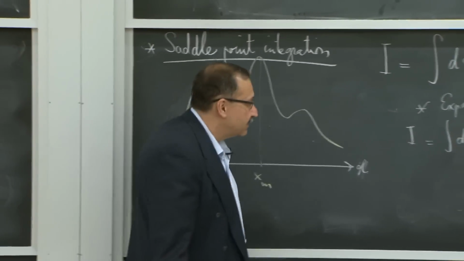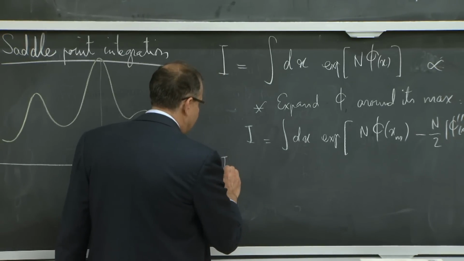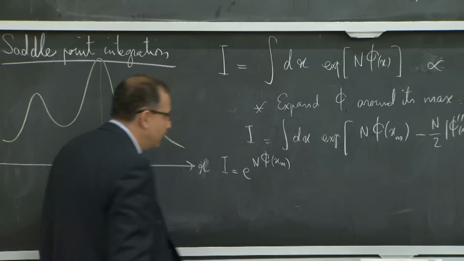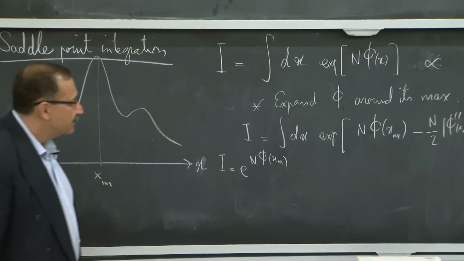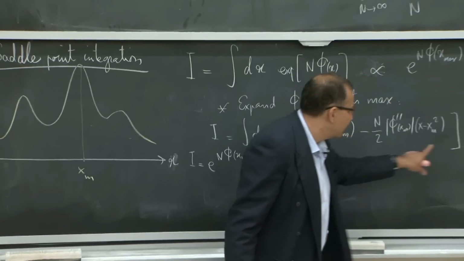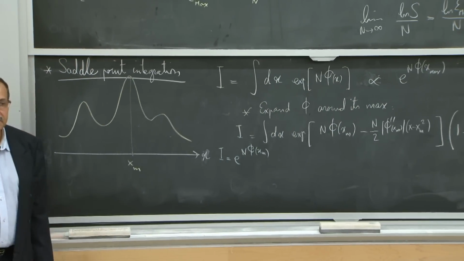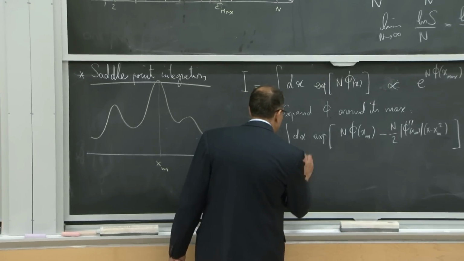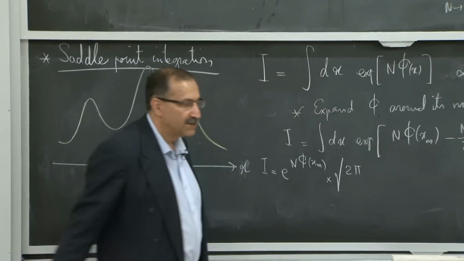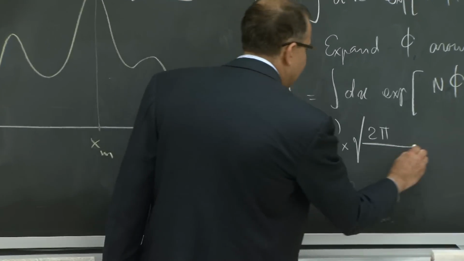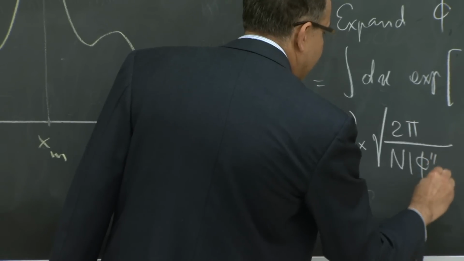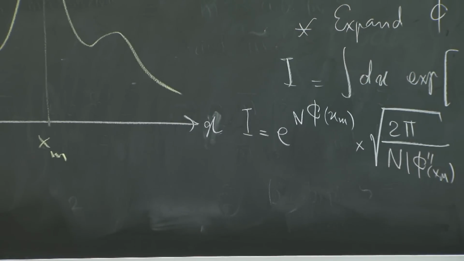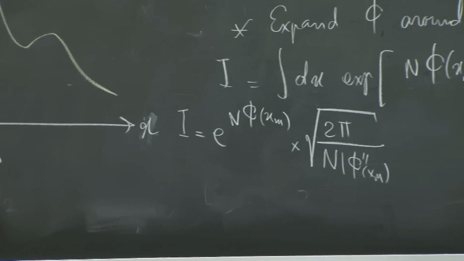So the first term you can take outside the integral. And the integration against the rest of this is simply a Gaussian. So what I would get is square root of 2 pi divided by the variance, which is n phi double prime. So that's the first term I have taken care of.